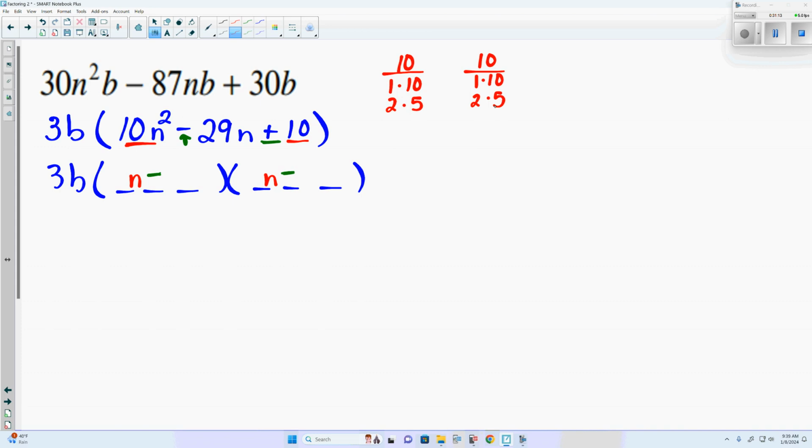So for our first 10, do we want to try 1 and 10 first or 2 and 5? 2 and 5. It doesn't matter too much. We're going to start with that one. I'm going to put 1 and 10 just to kind of make a point here. So we have 1 and 10, yes? The other one that we could pick is, say, 2 and 5, yes? And in that first set of parentheses, we have what? 10n minus 2, yes?